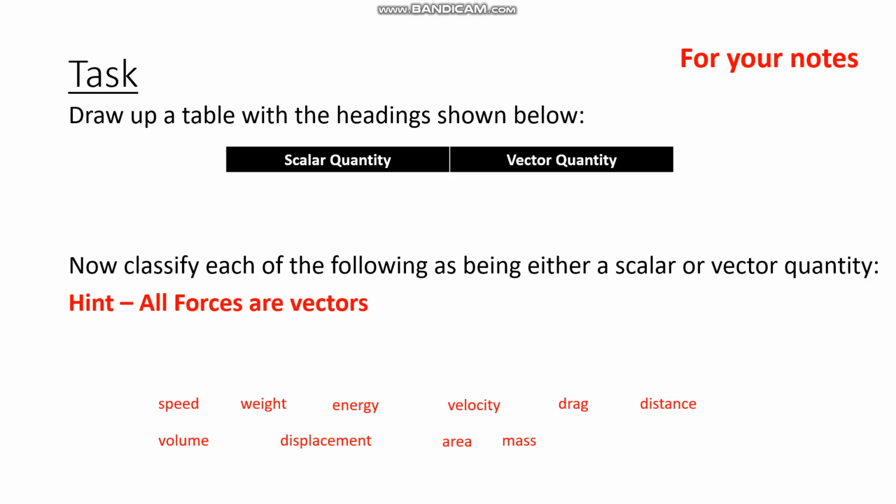Okay folks, what I'd like you to do now, under the title task, and again this is for your notes, so it must be done in your book, can you draw up a table with the heading scalar quantity, vector quantity, and can you therefore have a go at categorising those quantities down there as being either scalar, size only, or vector, size and direction. It'd be a good idea to pause the video whilst you're doing that. We'll then go through the solutions together.